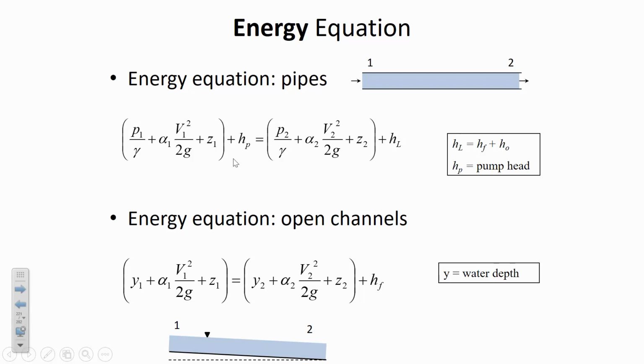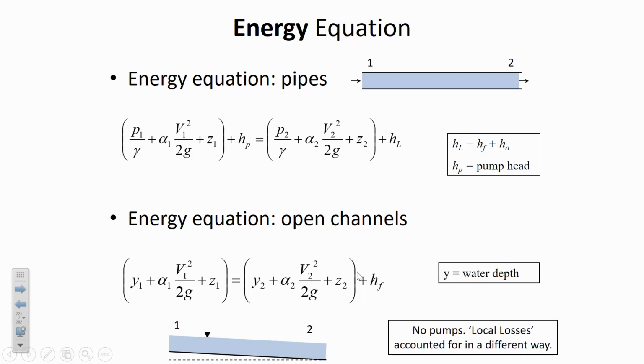There's no more pump term in the energy equation with open channel flow. We can't pump water if it's open to the atmosphere. But there are still losses. So H sub F is the losses that are due to resistance. There are no pumps, and local losses do exist, but we account for them in a different way that we'll talk about in the future.